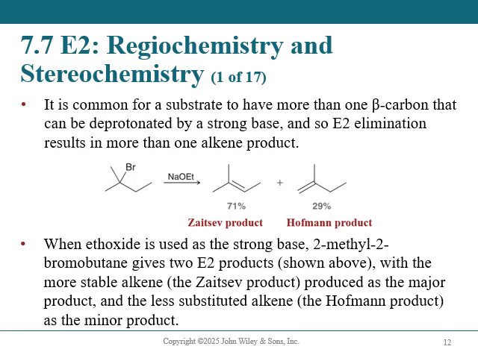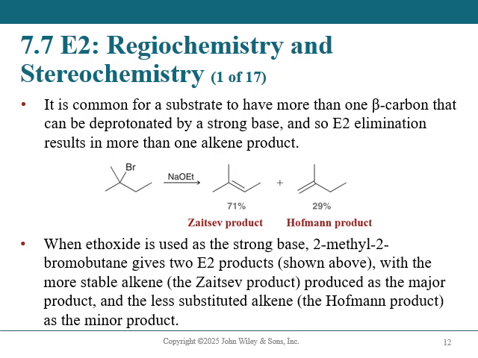It is common for a substrate to have more than one beta carbon that can be deprotonated by a strong base. And so E2 elimination results in more than one alkene product. In this example, when ethoxide is used as a strong base, 2-methyl-2-bromobutane gives two E2 products. We have them right here. We have what we call the Zaitsev product, which will be your majority product, and your Hofmann, which will be your minority. The more stable alkene, in other words the Zaitsev product, is the major, and the less substituted will be the minor or the least stable.